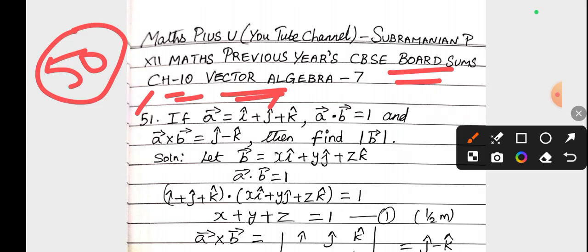a vector equals i cap plus j cap plus k cap. a vector dot b vector equals 1 and a vector cross b vector equals j cap minus k cap. We want to find the magnitude of b vector. First, b vector itself we don't know. Consider b vector as x i cap plus y j cap plus z k cap.